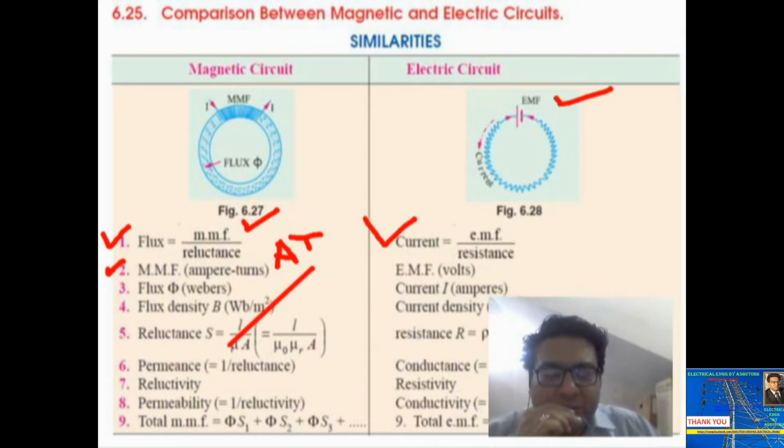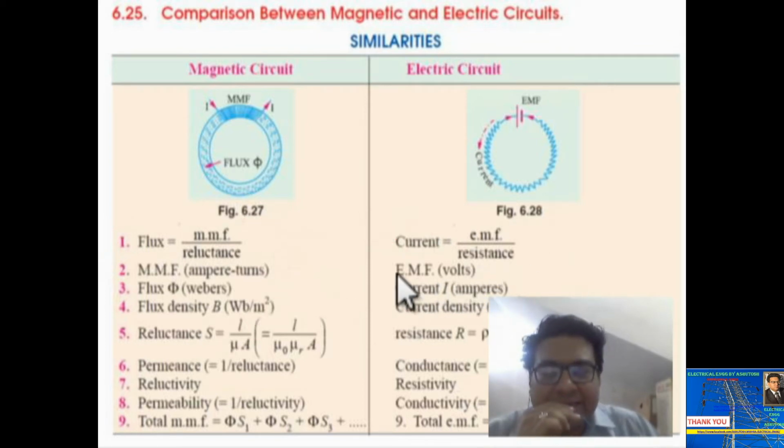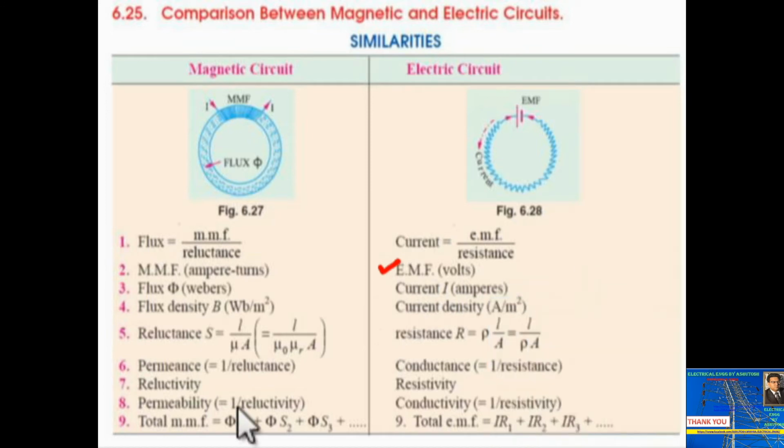And guys, here you can see in electric circuit there will be EMF, electromotive force, and the unit of electromotive force is volts. Then third point, you can see the flux will be there in magnetic circuit.